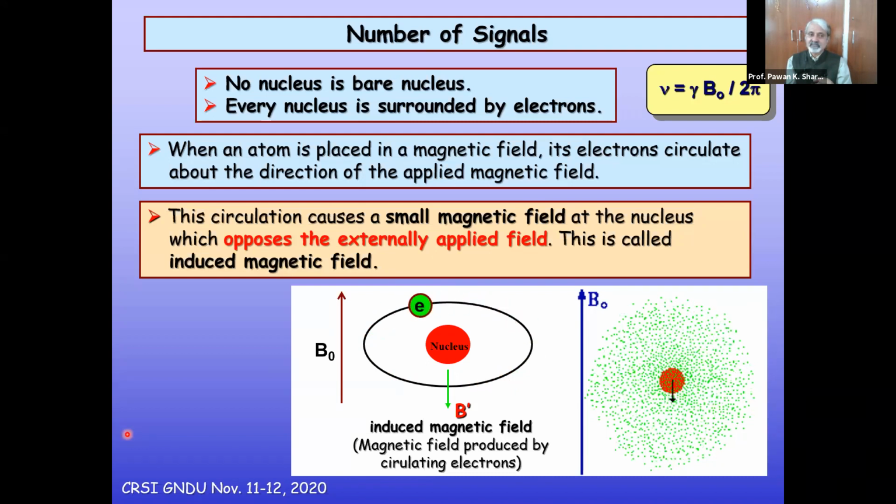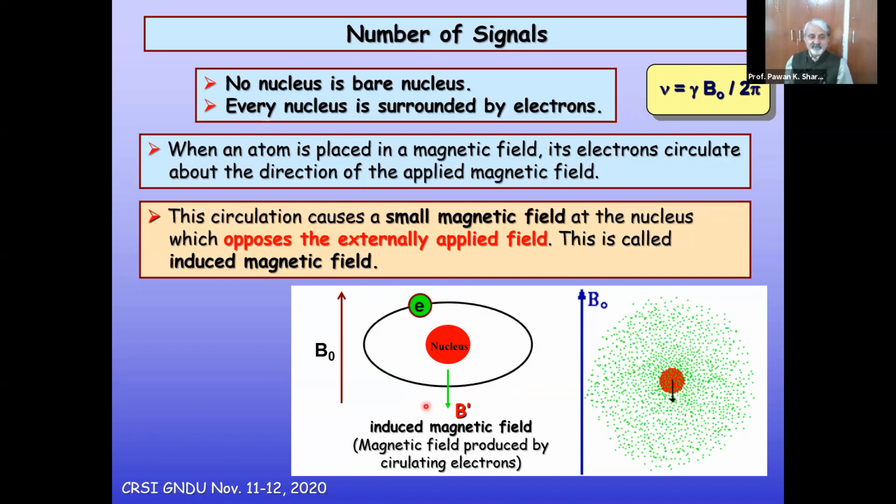No nucleus is a bare nucleus. It has associated electrons with it. So due to this external magnetic field, electrons also circulate around the nucleus, and the circulation of electrons, because they are also charged, also generates a magnetic field, what we call the induced magnetic field. And this induced magnetic field always opposes the external magnetic field in the middle.